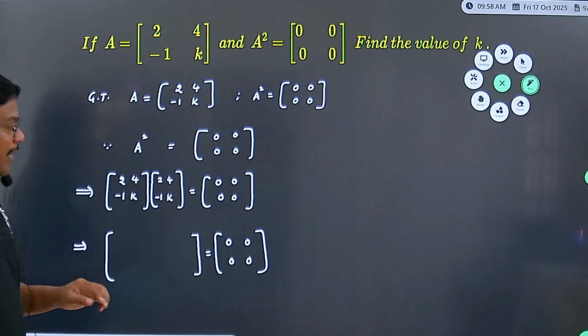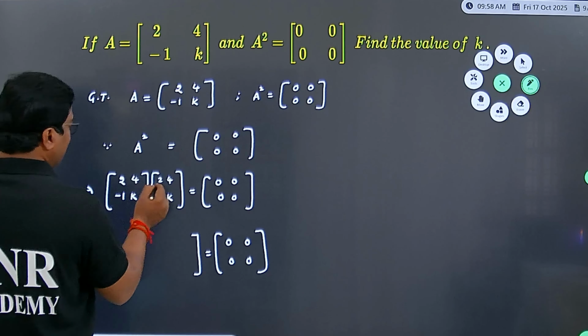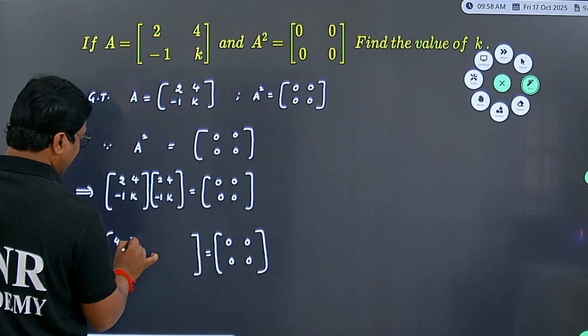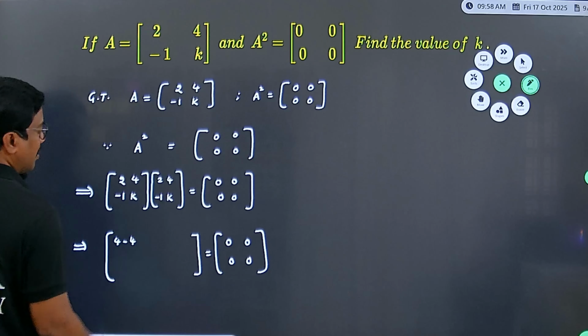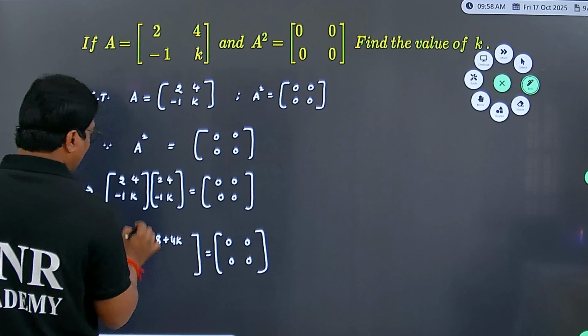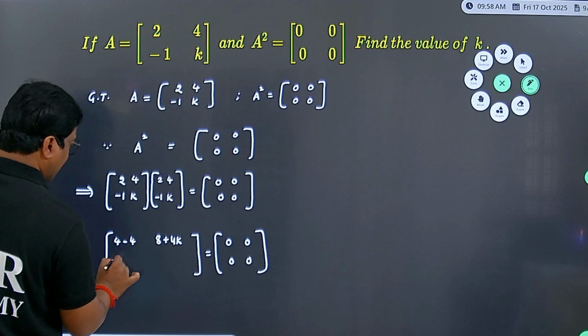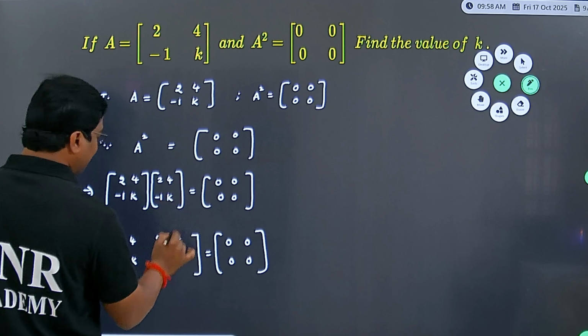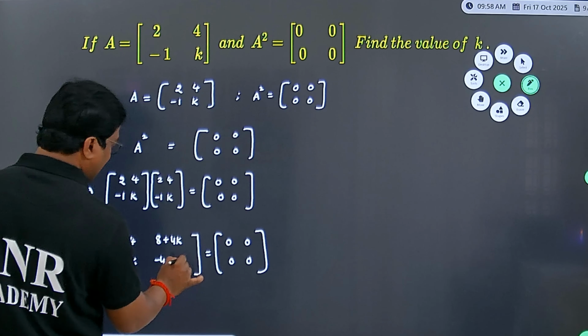Product of these two matrices: 2 into 2, 4 into minus 1, minus 4. Next, 2 into 4, that is 8, next plus 4 into K. After that, minus 1 into 2, minus 2. Next plus K into minus 1, that is minus K. Minus 1 into 4, minus 4. K into K, that is K square.